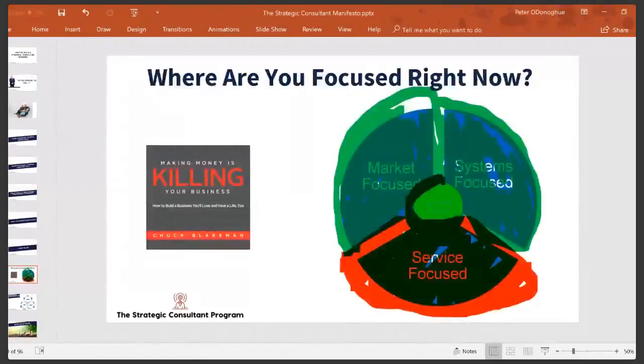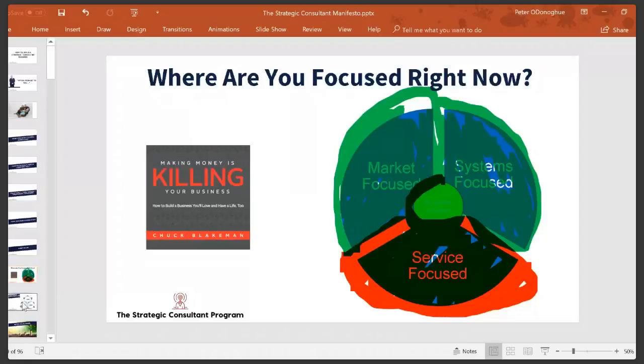So put in the question box there: do you believe yourself to be market focused, systems focused, or service focused? Perfect. So where's the focus that you could be in your business?